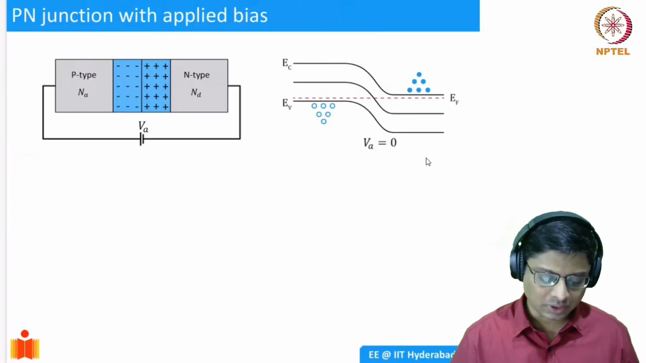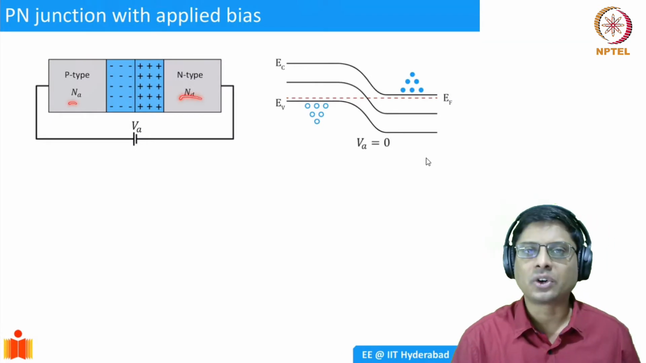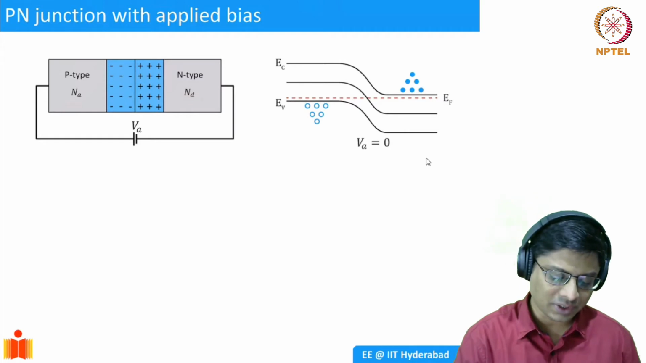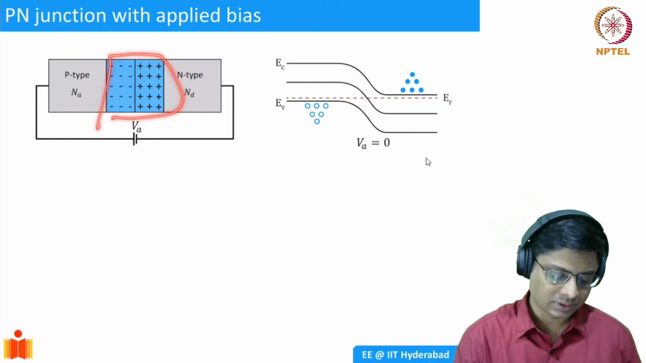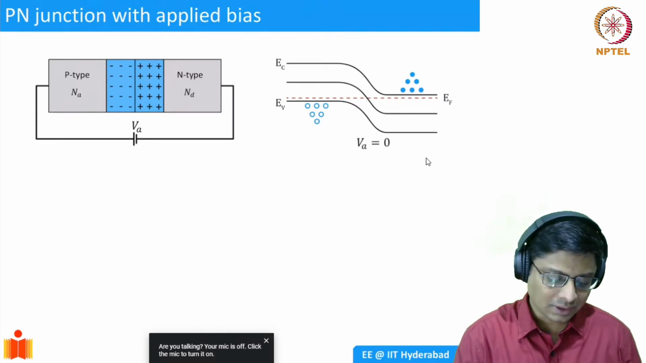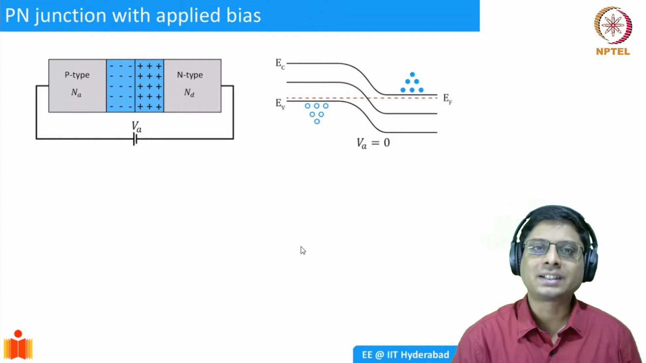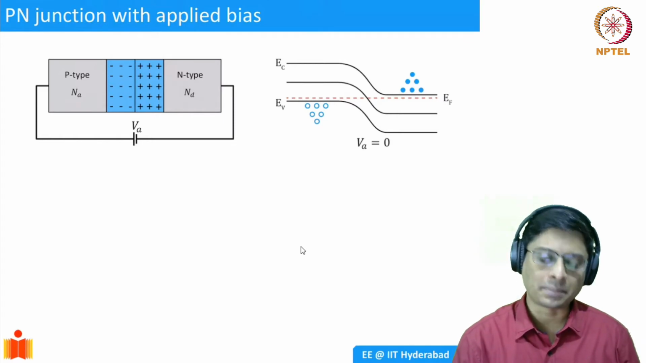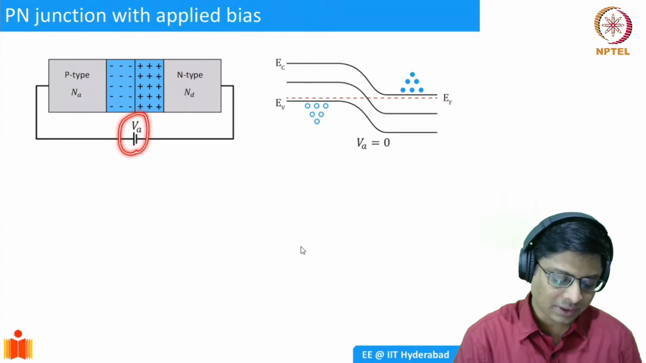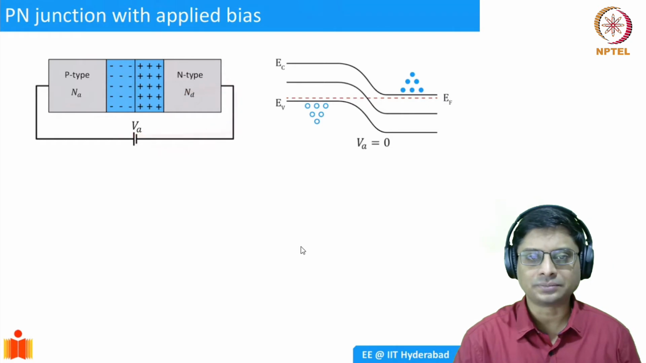So you've already seen this. You have P and N regions in contact to form a PN junction, and then there is a depletion region with positive donor charges and negative acceptor charges. Now, if you connect a battery to this PN junction, what would happen? This is my external battery. I connect it in such a way that the higher potential is connected to the P-type semiconductor and the lower potential is connected to the N-type semiconductor.